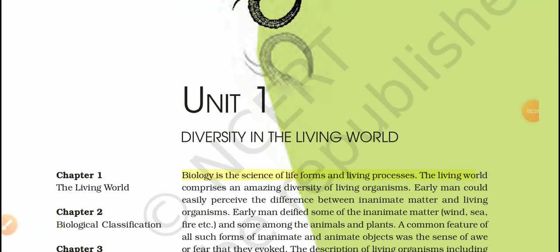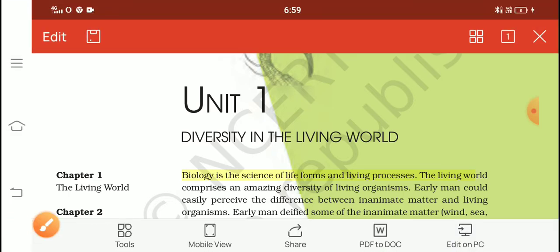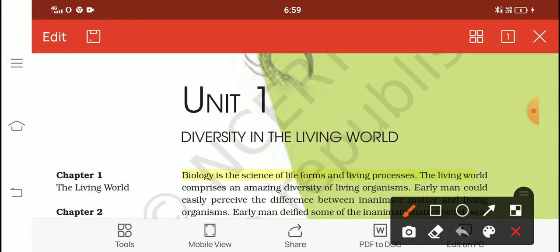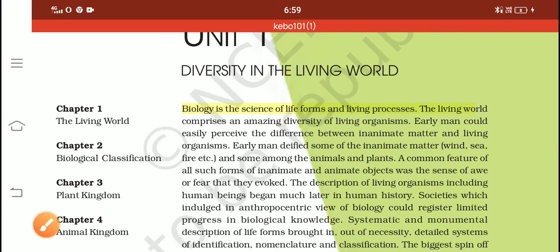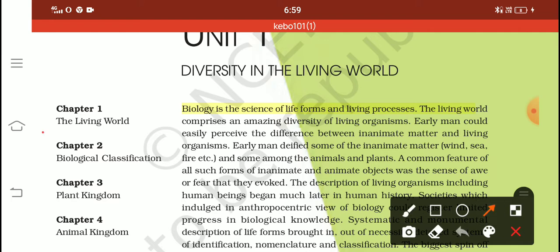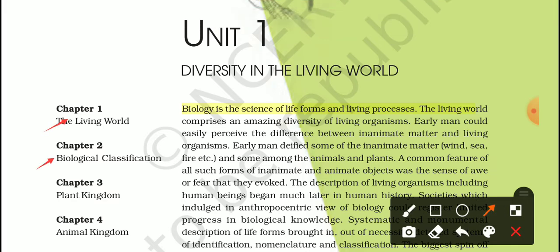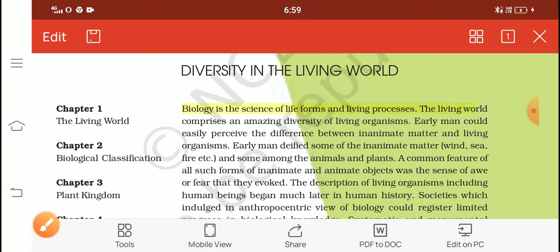So today we're going to discuss the first unit of biology of first year for NEET students. This is the unit which is known as diversity in the living world. In this unit we have the living world, biological classification, plant kingdom, and animal kingdom.